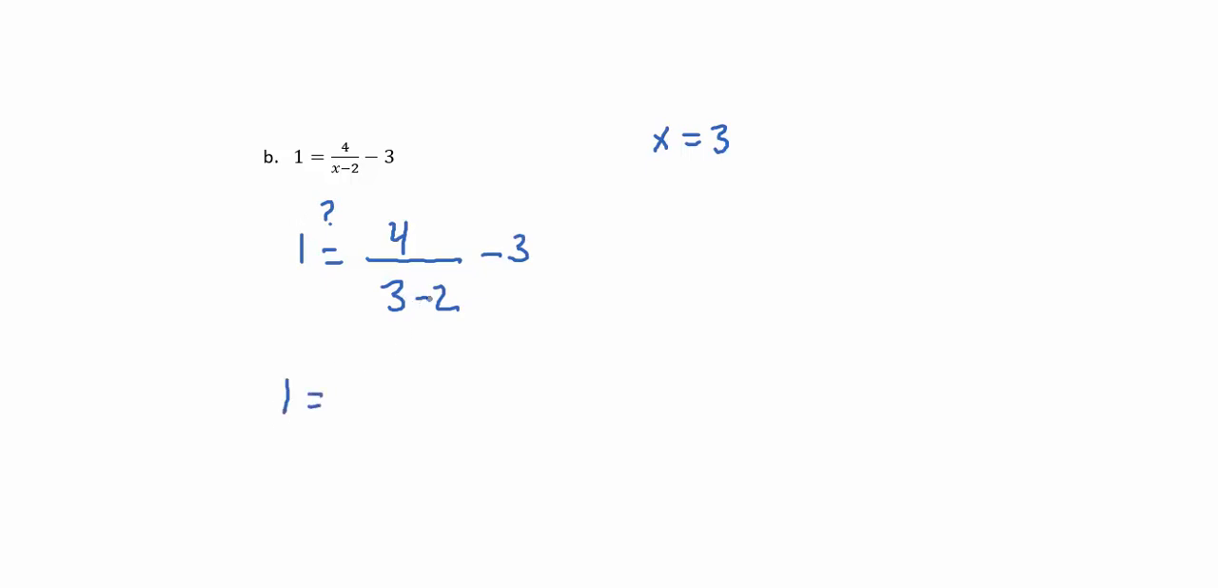So let's see here. 3 minus 2 is 1. So we have 4 divided by 1 there. So 4 divided by 1 is nothing more than 4. So you're left with the statement 1 equals 4 minus 3. And of course, 4 minus 3 is indeed 1. So I get a true statement, which means that the result we got out of that algebraic process is a solution. What's more is it's the only number that will satisfy this equation.